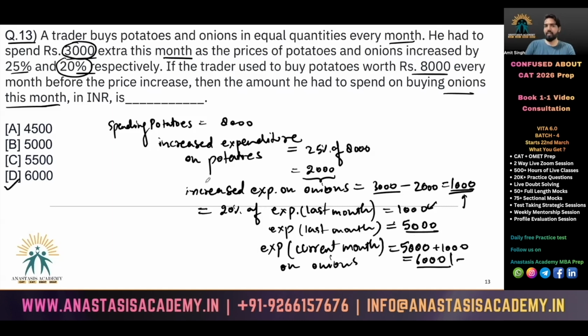I hope you like this way. I have not assumed any quantity of potatoes bought or onions bought, right? I just assumed the price increase, the percentage increase in price, and that has to be the increase in expenditure. And the correct answer is option D.